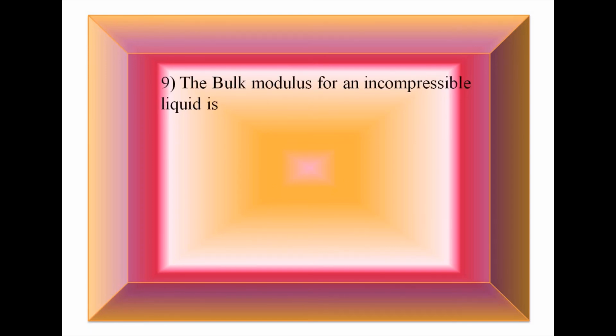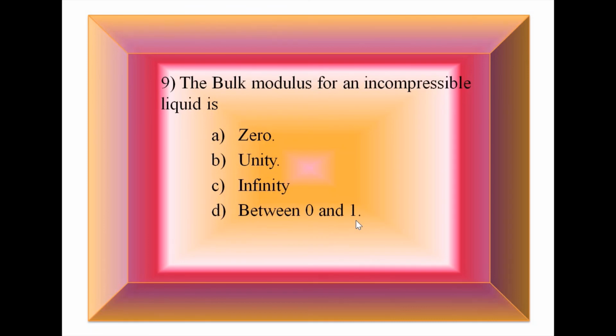The bulk modulus for an incompressible liquid is... this one is for our theory knowledge. Option A is 0, option B is unity, option C is infinity and option D is between 0 and 1. So here the correct answer is option C, that means it is infinity. So let's see the next objective.